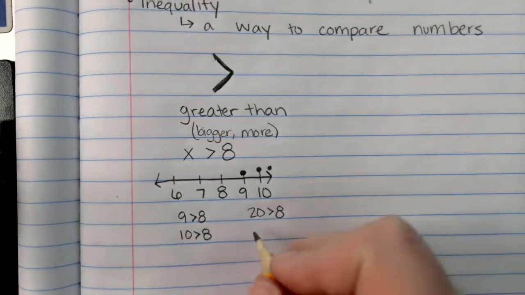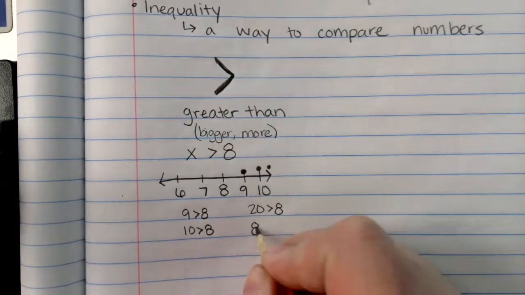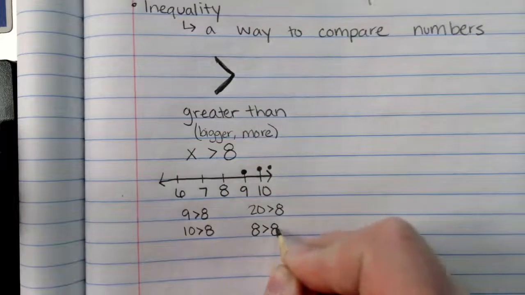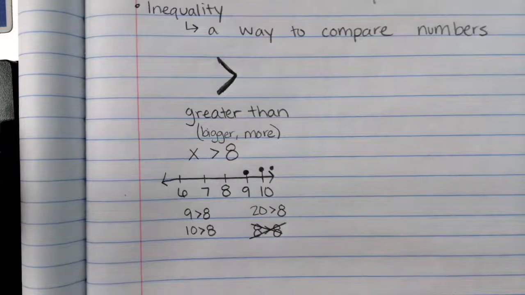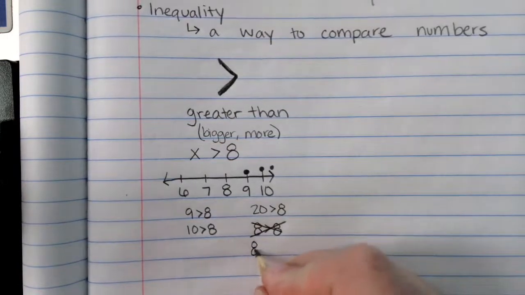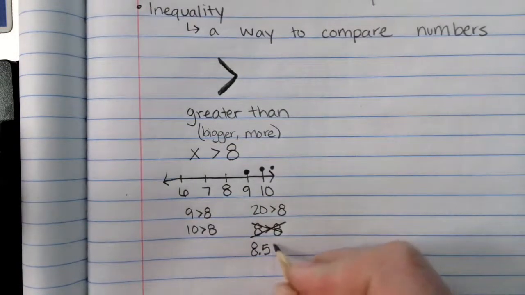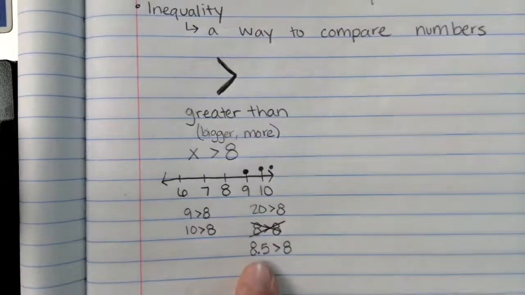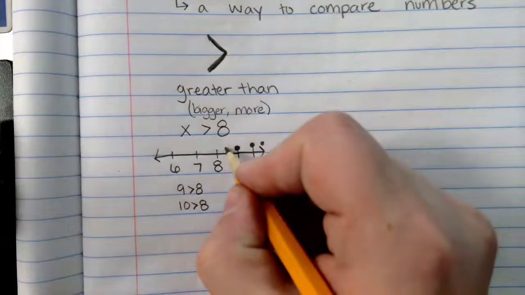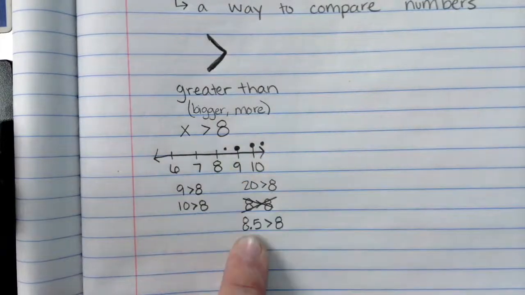No. So we're going to cross that out. It does not work. What about 8.5 though? Is 8.5 greater than 8? Yes. 8 and 5/10 is greater than 8. So we want it all the way up to 8, because even 8.000000001 is bigger than 8.